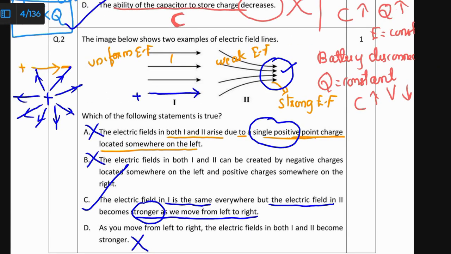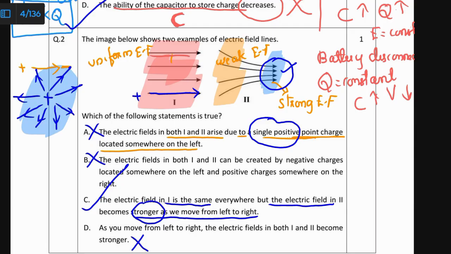So what we have learned over here, we learned 3 points. If it is a uniform electric field, that is represented by parallel lines with equal spacing. Second, what did I say? Weaker means the field lines are separated out, and the stronger field shows the field lines are crowded. And field lines for a positive charge are radially outward.